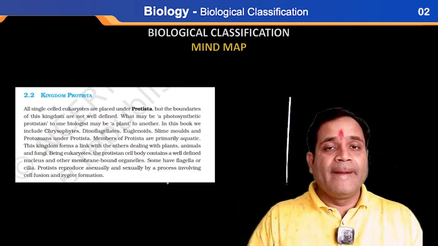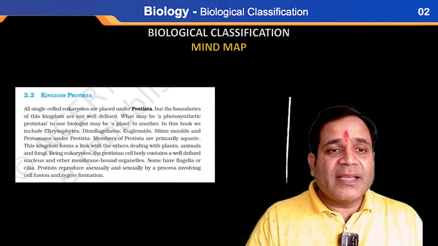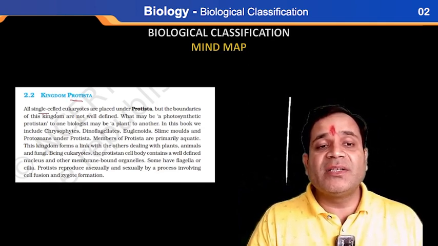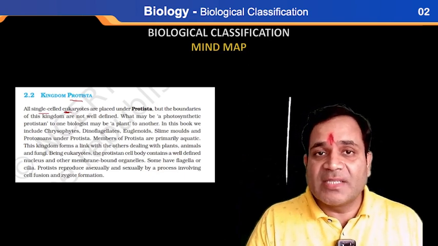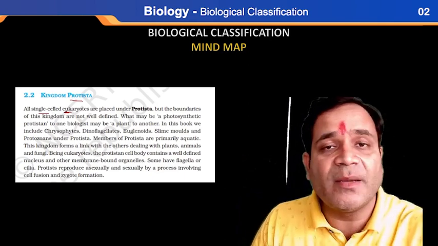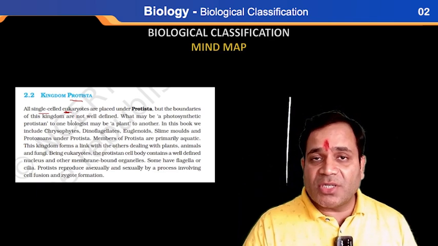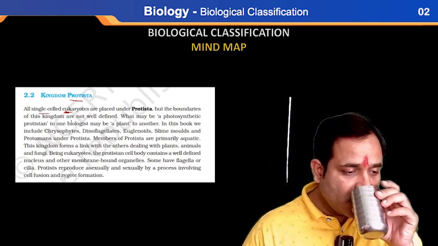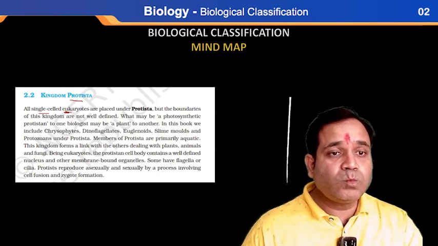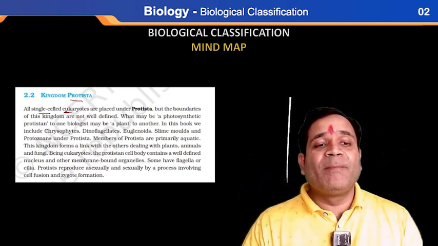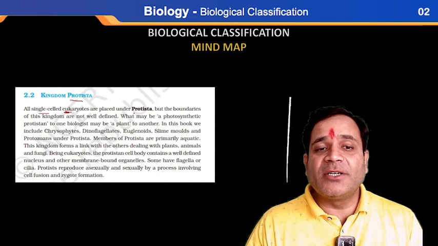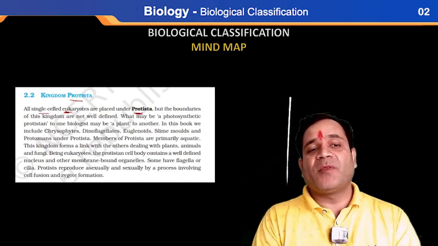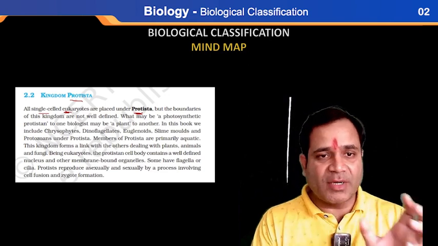Now see, if I'm saying the kingdom Protista, it means what? The kingdom Protista means single-celled eukaryotes. If anybody asks you about the kingdom Protista, listen carefully. All single-celled eukaryotes are placed under the kingdom Protista, my dear.